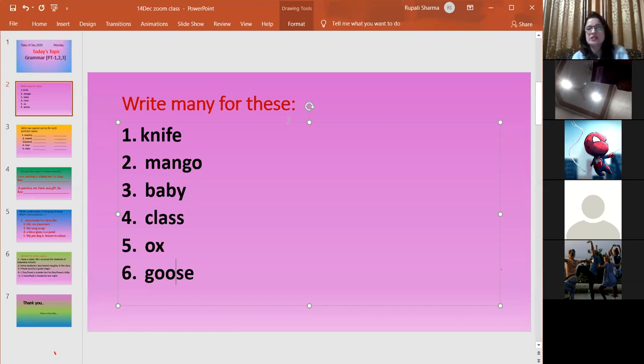Goose ka plural hai geese. Goose kya hota hai? Goose is a baby. Oh sorry, goose is an animal. It's an animal. Jisko Hindi mein hum kya bolte hain? Can anybody tell what do we call goose? Goose kya hota hai Hindi mein? Can anybody tell? Batakh. Yeah, batakh. You have taken the help of Google. Yes, it's batakh. Pata lag gaya mere ko.